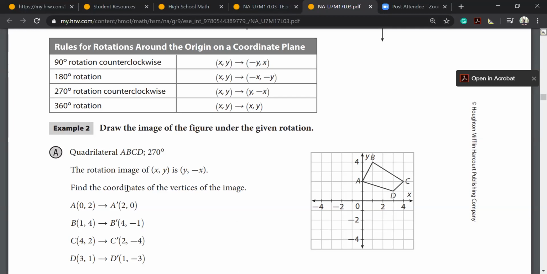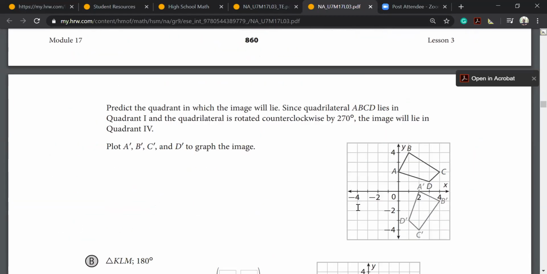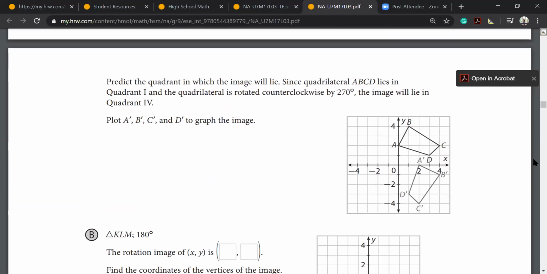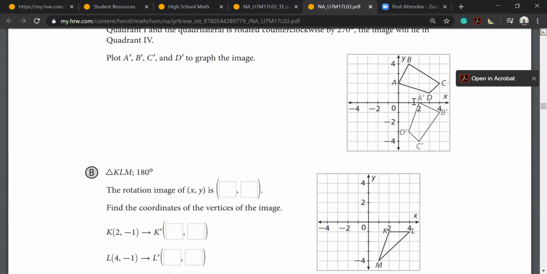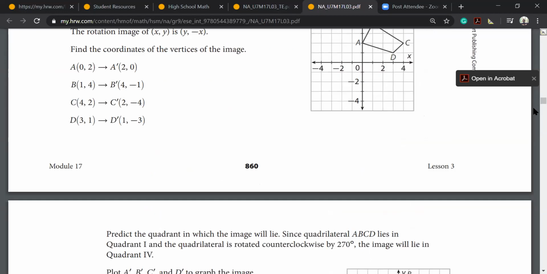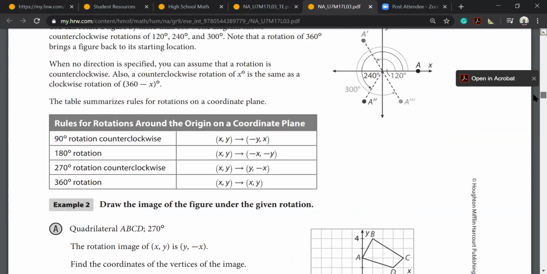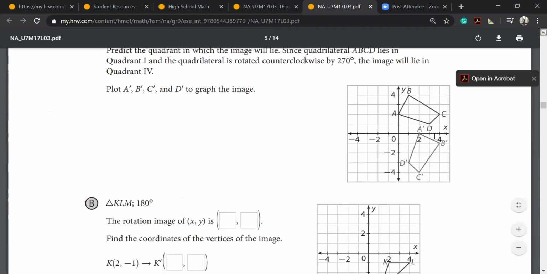And then what should I do with these points? I'm going to graph them. Where is 2 and 0? The first point is 2 and 0. 2 in x and 0 in y. This is A prime. For B, it was 4 and negative 1. Yes, 4 and negative 1 down there. So this is B prime. For C, it was 2 and negative 4. And for D, it was 1 and negative 3.